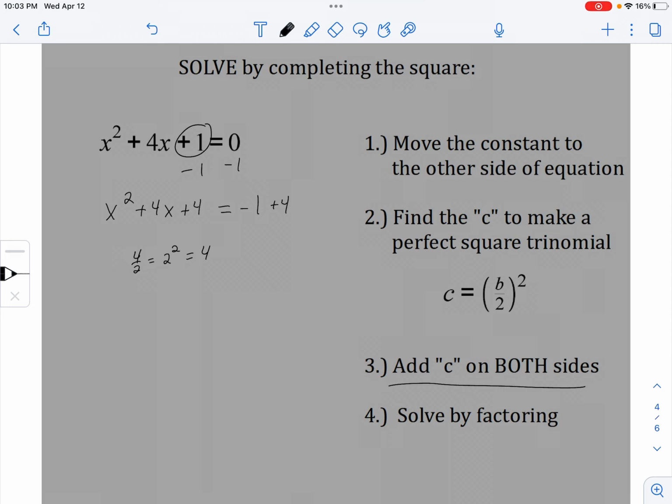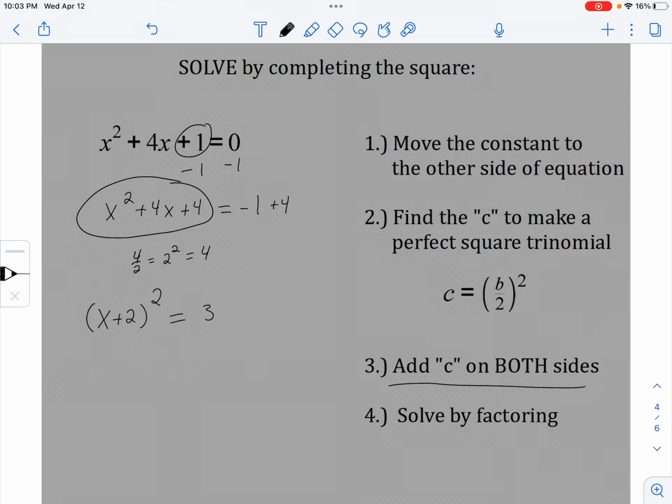Then it says solve. Solve by factoring. So I know since this is a perfect square, this right here, I can rewrite that as x plus 2 squared, because it makes a perfect square. And so x plus 2 times x plus 2 will give us this x squared plus 4x plus 4. So we know that is equal to 3.